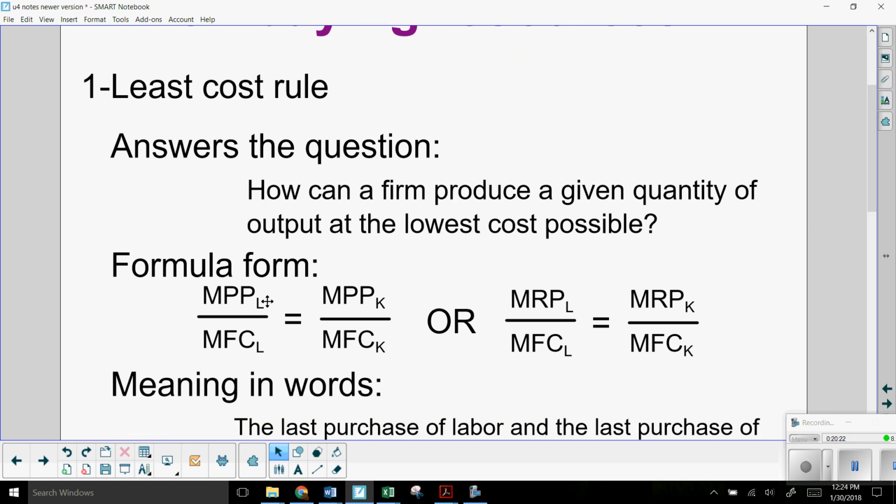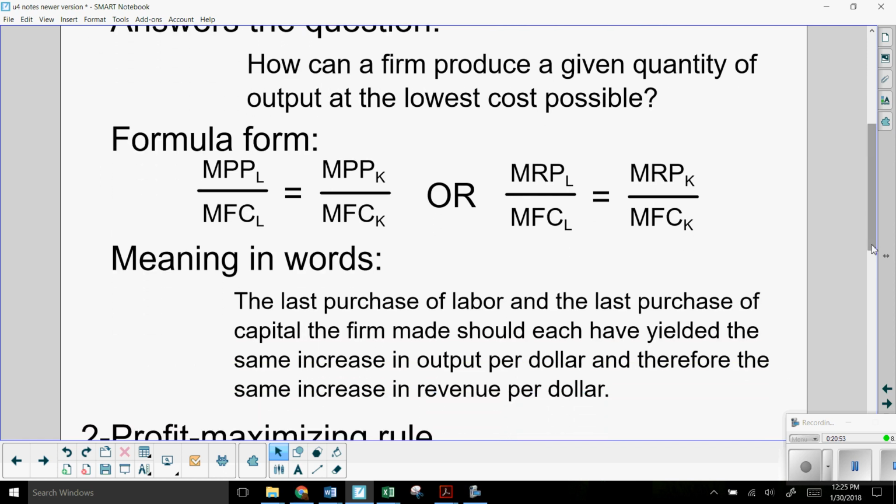If I were to multiply both numerators by the product price, then I might get a fraction that looks a little like this, where I say marginal revenue product of the last worker I hired over marginal factor cost of that worker equals marginal revenue product of the last machine I bought over the marginal factor cost of that machine. And the basic idea here is that the last dollar I spent on labor should have boosted my revenue the same amount as the last dollar I spent on capital.